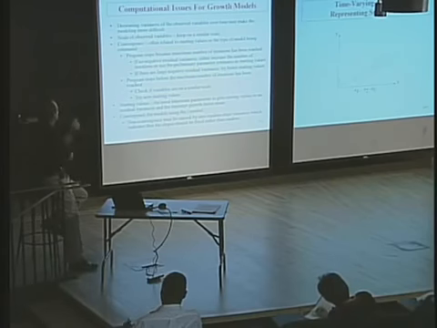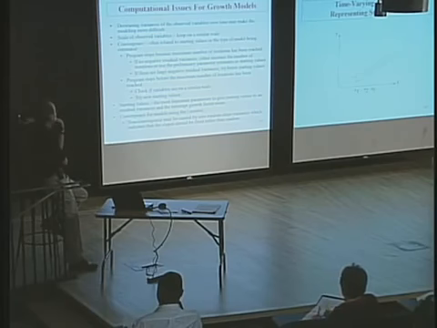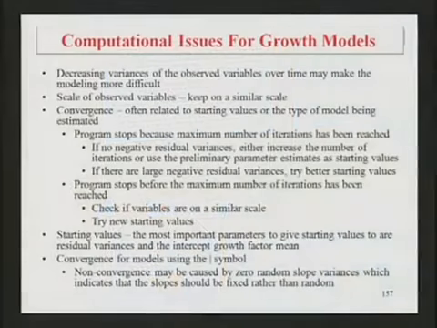So these computational issues were more of an issue in the early days of Mplus. Now there's been a lot of improvement in terms of starting values and algorithms to make it smoother. But it could still be true for some models that certainly when variances decrease over time, it makes the modeling more difficult and you have to be more creative. That's about as much as I can say about that. Good luck. Scale of the observed variables. By scale, I mean variance.